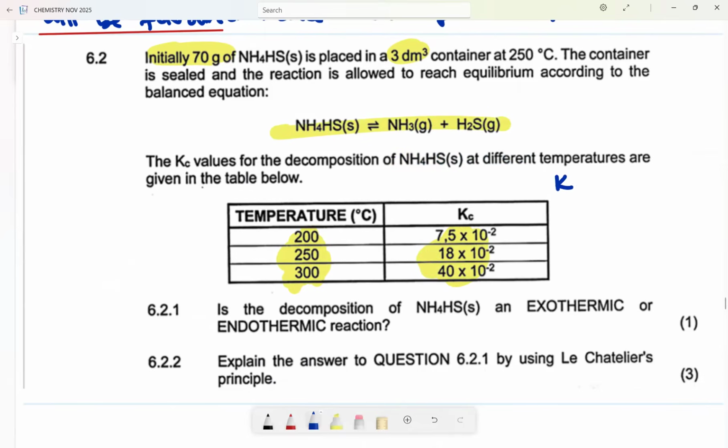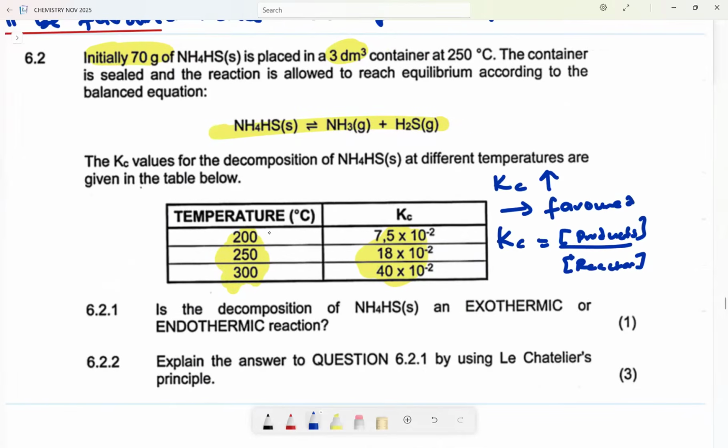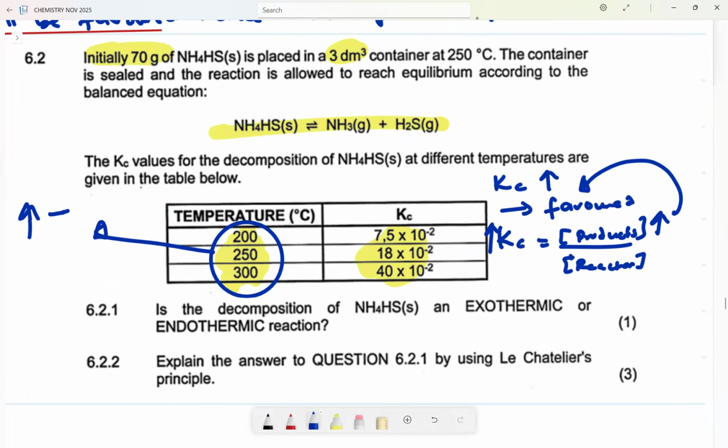So we know that the Kc increases if the forward reaction is favored. What do I mean? For Kc to increase, since it's the concentration of products divided by concentration of reactants, we need the products to also increase. And for the products to increase, we need the forward reaction to be favored. So now it tells me that the forward reaction is favored, and I know an increase in temperature favors what? Increase in temperature favors endothermic reaction, by the way.